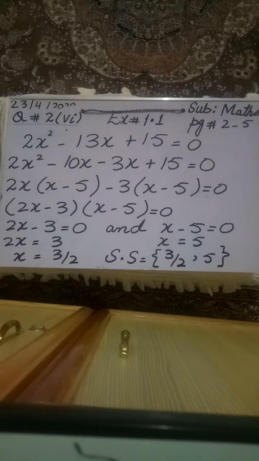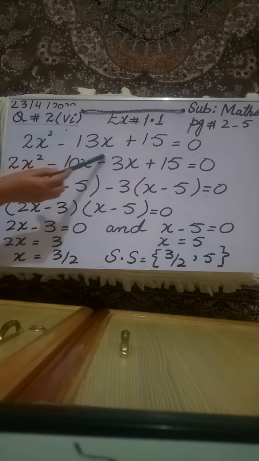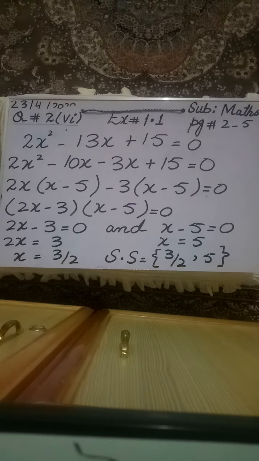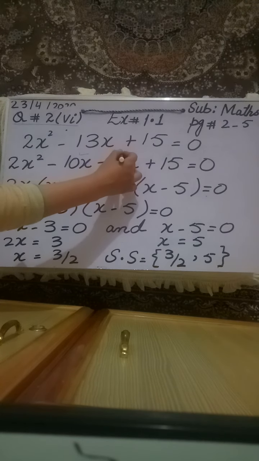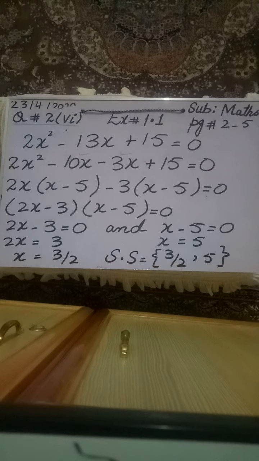So we have to find two such numbers that by multiplication we get 30 and by addition or subtraction we get 13. If we think, we can have many such numbers, like 10 3s are 30, 15 2s are 30, 6 5s are 30. But we have selected 10x and 3x. Why? Because it will fulfill the requirement of the sign.